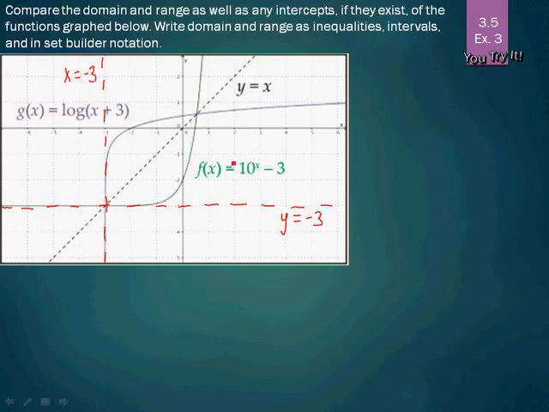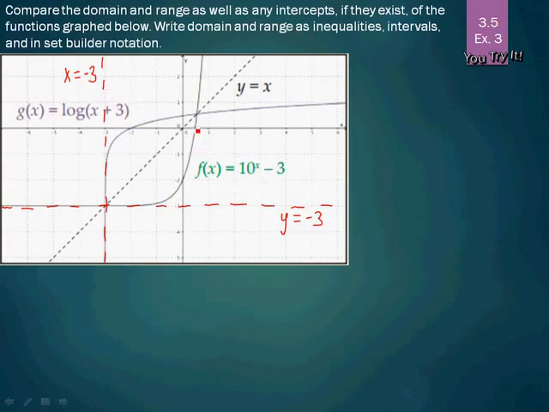Notice also that in these equations we have a -3, which told us that the whole graph was shifted down 3, and with the log, we have the x plus 3, which means the graph was shifted to the left 3. Again, that's because x plus 3 can never be negative, because you can never have a negative in a log function. So there are our asymptotes, and now let's point out our intercepts.